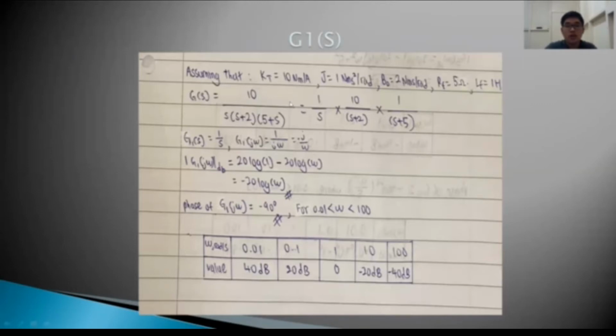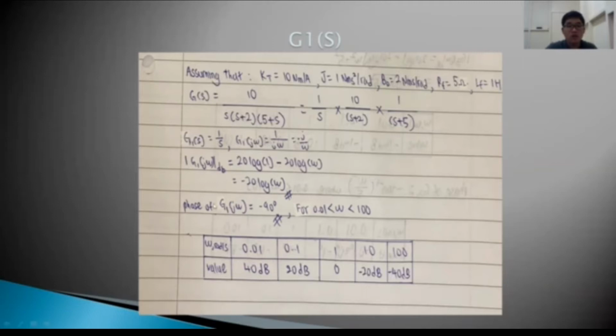So it is assumed that K equals 10, J equals 1, B equals 2, R equals 5, and L equals 1. So the transfer function G(s) can be represented as 10 over s times (s plus 2) times (s plus 5), where it is going to split into 3 parts, with 1 over s as G1(s), 10 over s plus 2 as G2(s), and 1 over s plus 5 as G3(s).